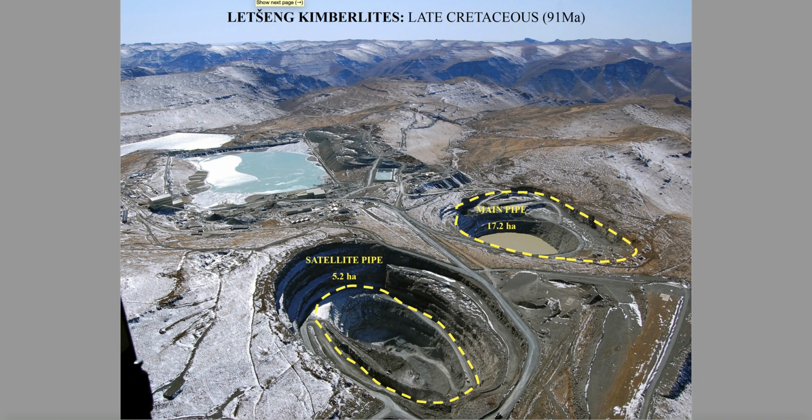Next slide. In Letseng we have 2 kimberlite pipes: the main pipe, which is 17.2 hectares, and the satellite pipe, which is 5.2 hectares. That is the case in most diamond mines. You have different pipes, and you can have up to 50 pipes fed by one kimberlite. But it must not be that all the kimberlites are diamond bearing.